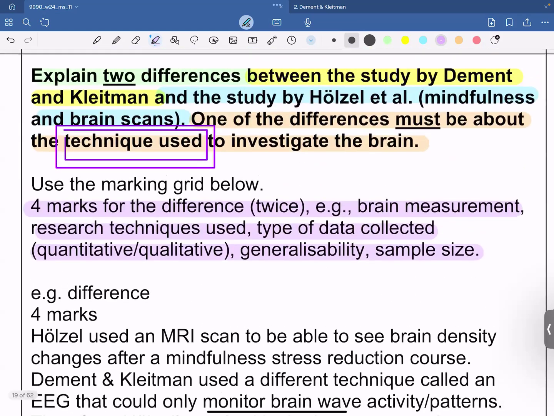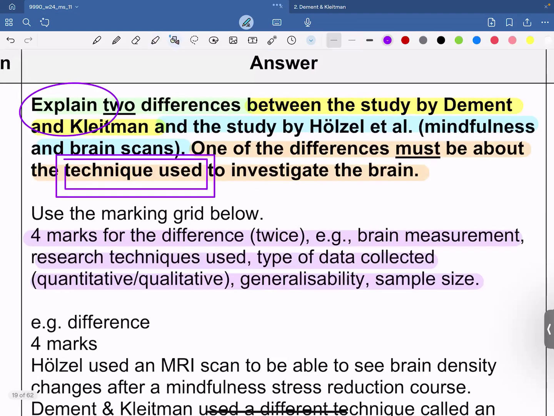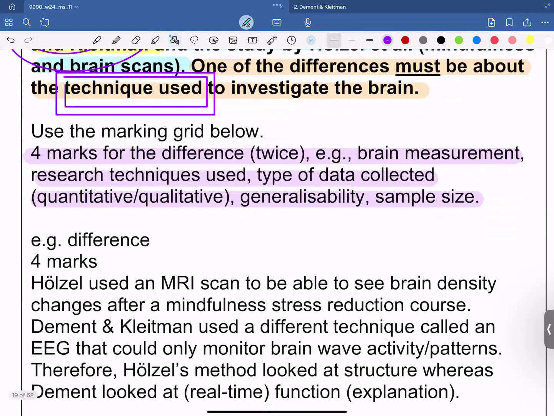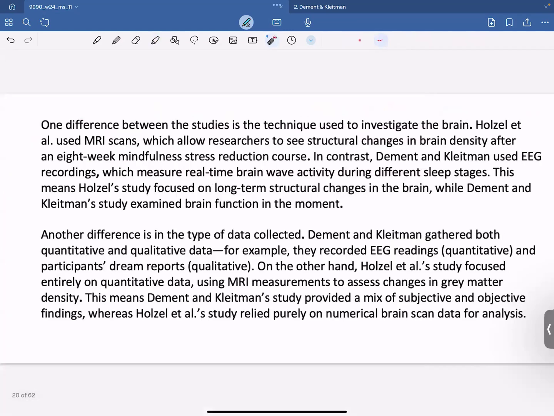See, the command word over here was explain. So if they're asking us to explain, we might as well explain. We cannot just simply state the two differences and expect to hit an 8 on 8 in this particular question. So we'll get back to this part. But before that, I'd want you all to have a look at these two differences that I've put in front of you. To begin with, let's start with the technique that was used to investigate the brain.